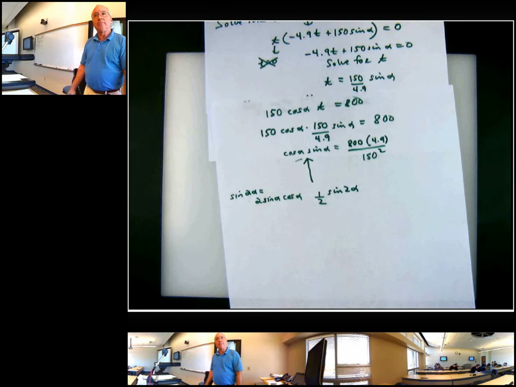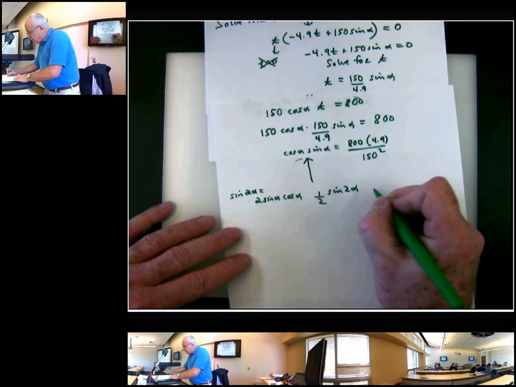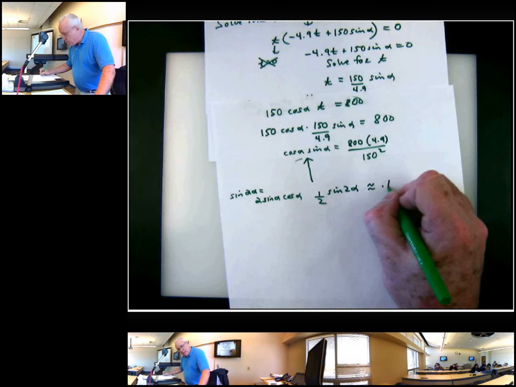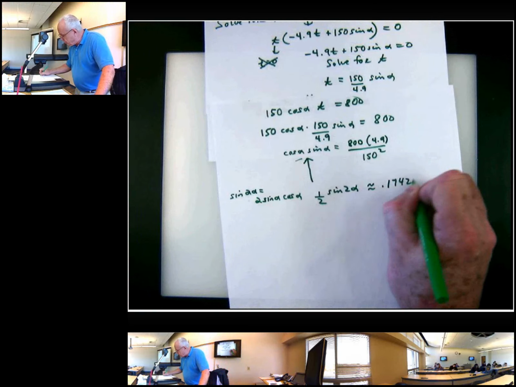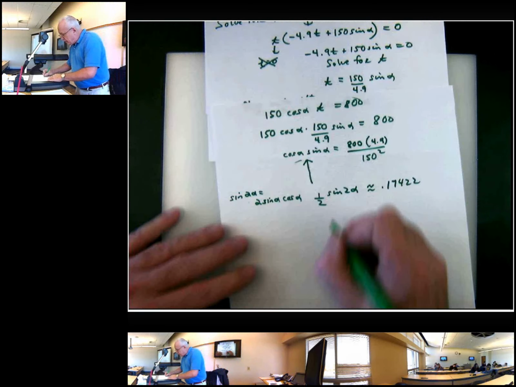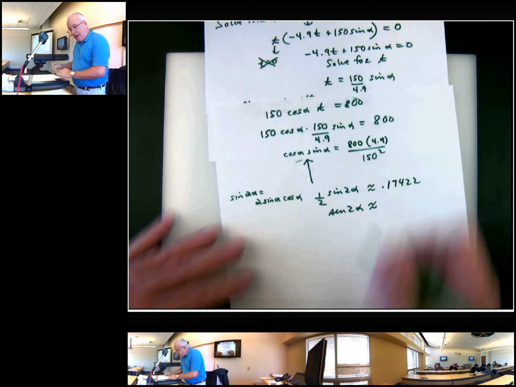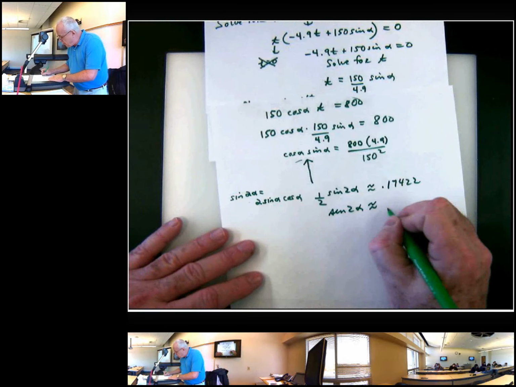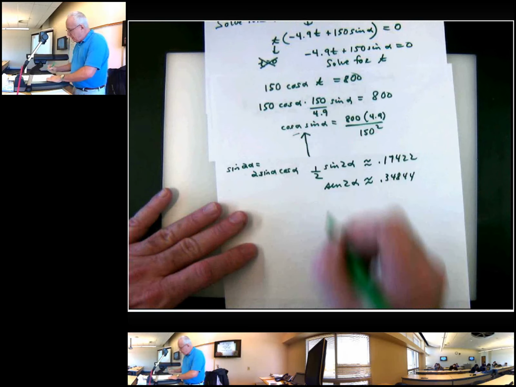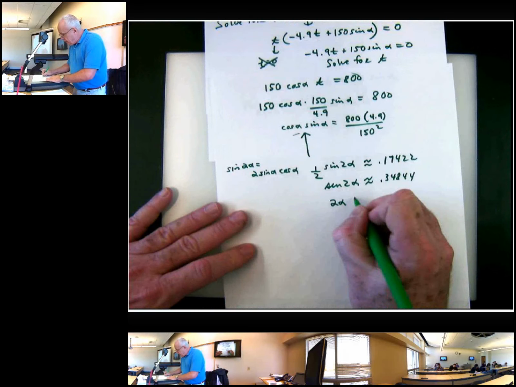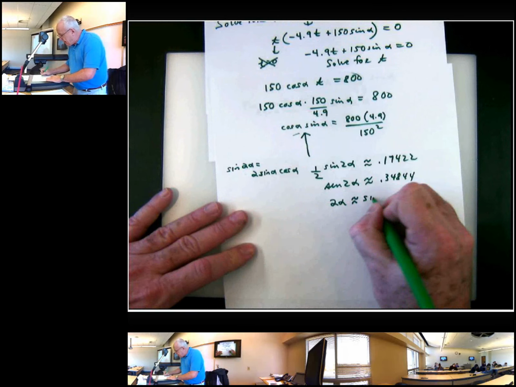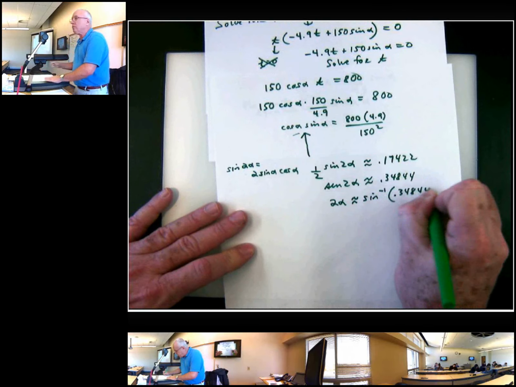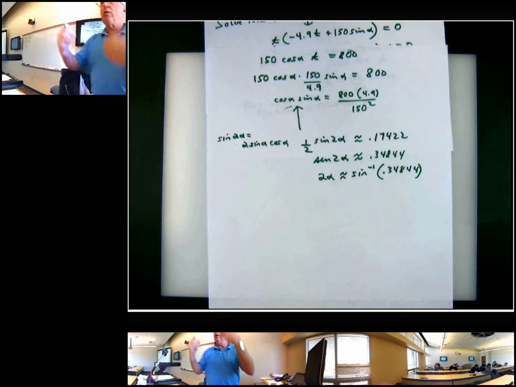alpha. Okay? And that's equal to, well, let me say what number we have over here, 0.17422. So let's multiply by 2. We get the sine of 2 alpha is approximately equal to 0.34844, which means that 2 alpha is approximately equal to the sine inverse of 0.34844. All right? We okay with those steps?